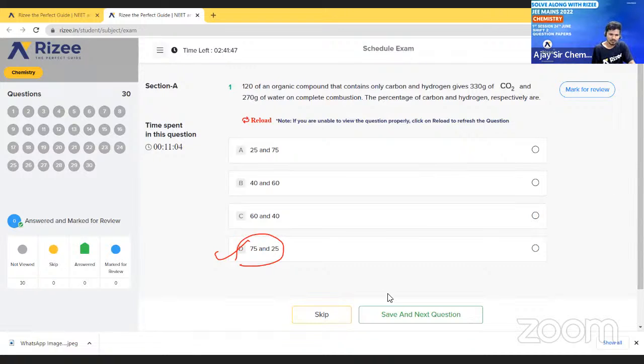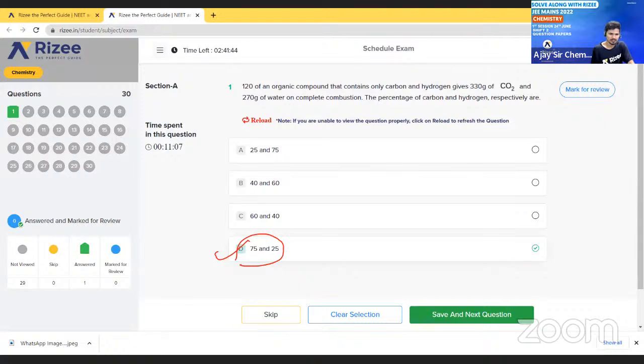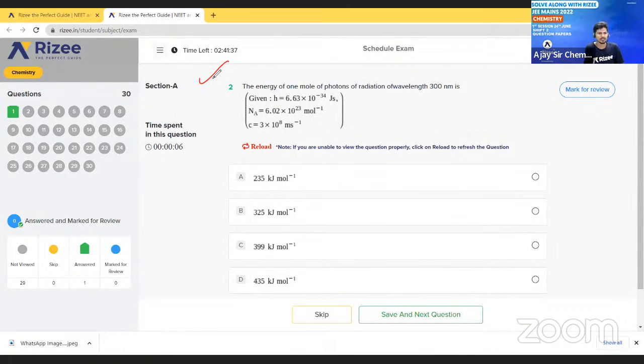So let us go to the next question. So what is the next question? See here, this is also a numerical based question. The energy of 1 molar photon of radiation of wavelength 300 nanometer. They have given the h value, and the N value and the c value also.